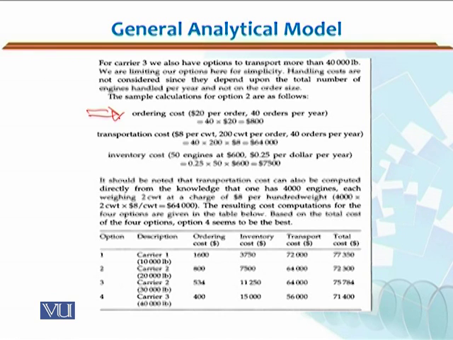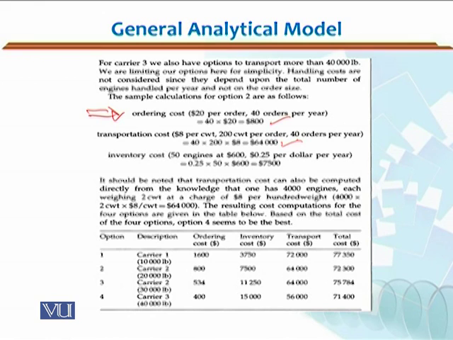That would be $800. Then your transportation cost is $8 per CWT, and you have 200 CWT per order. That would be 40 orders per year. So 40 into 200 multiplied by 8. So your total transportation cost comes out to be $64,000.